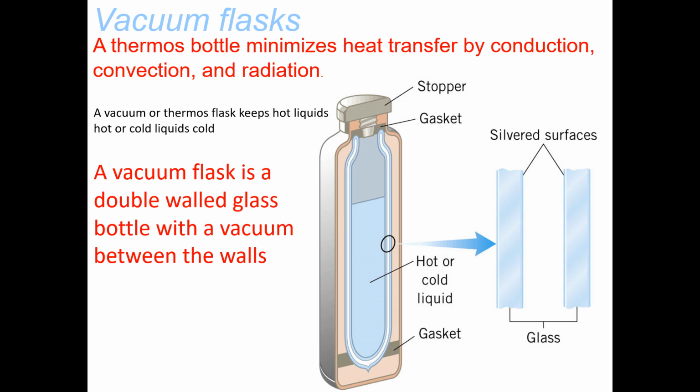A vacuum flask is a double-walled glass bottle with a vacuum between the walls. Look at it: inside the vacuum flask looks like one place inside the container and a second place connected to the outside.